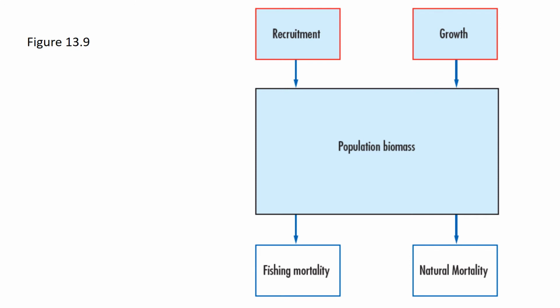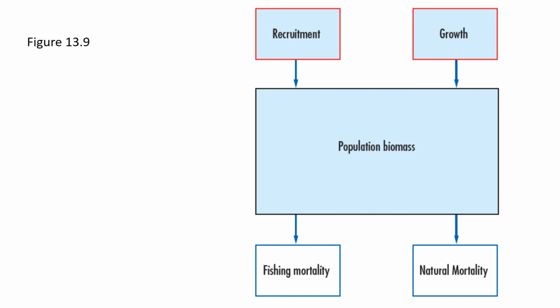Now, countering these increases in population biomass, we have reductions in biomass. Firstly, these occur through natural mortality. So, for example, some fish will die of disease, some may be heavily parasitized, but many, of course, will be predated either by other fish or other predators such as seals, sharks, seabirds, for example. So that's natural mortality. Generally speaking, that tends to be relatively low compared with fishing mortality.